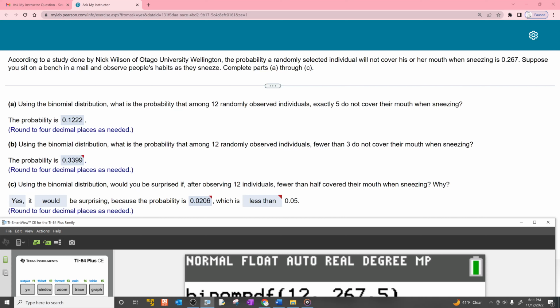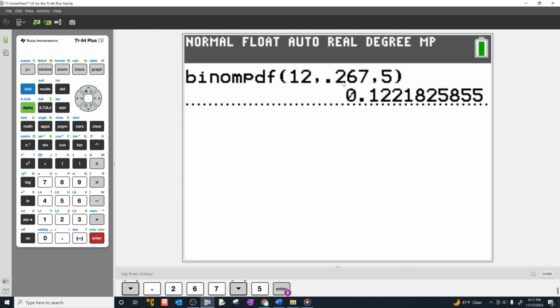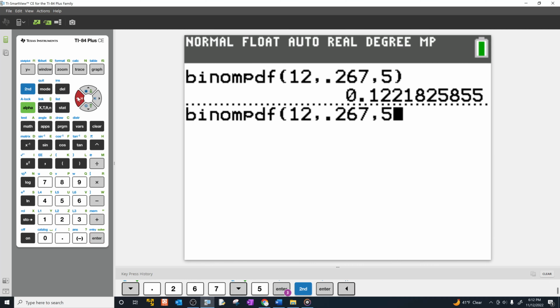So the other one is using the binomial distribution. What's the probability that among 12, same probability, same N value, fewer than 3 do not cover their mouth. So that's 2, 1, or 0. Fewer than 3, so 3 is not included. Probably what we could do is binomial PDF of 0, plus binomial PDF of 1, plus binomial PDF of 2, and add up all 3 of them. And in fact, that would work out really well for us. But there's even a faster way to go about doing this, and I'm going to demonstrate.